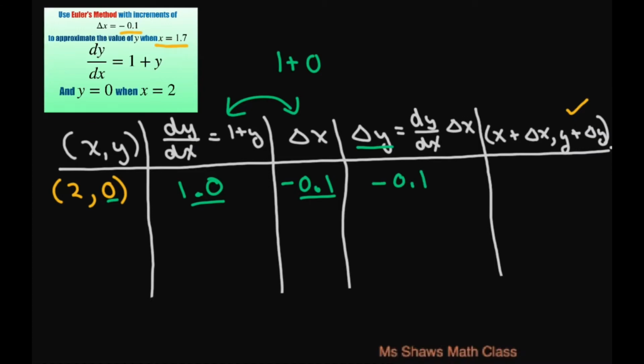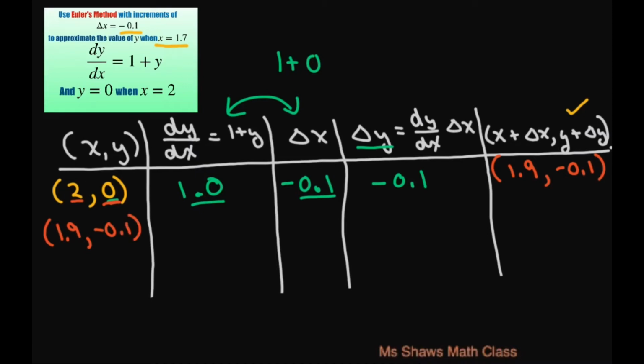All right. So our new x and y is going to be x plus your delta x. So that's going to be 1.9. And your y is going to be your y plus negative 0.1, so that's just going to be negative 0.1. So that's your new point, and we put this 1.9 comma negative 0.1.